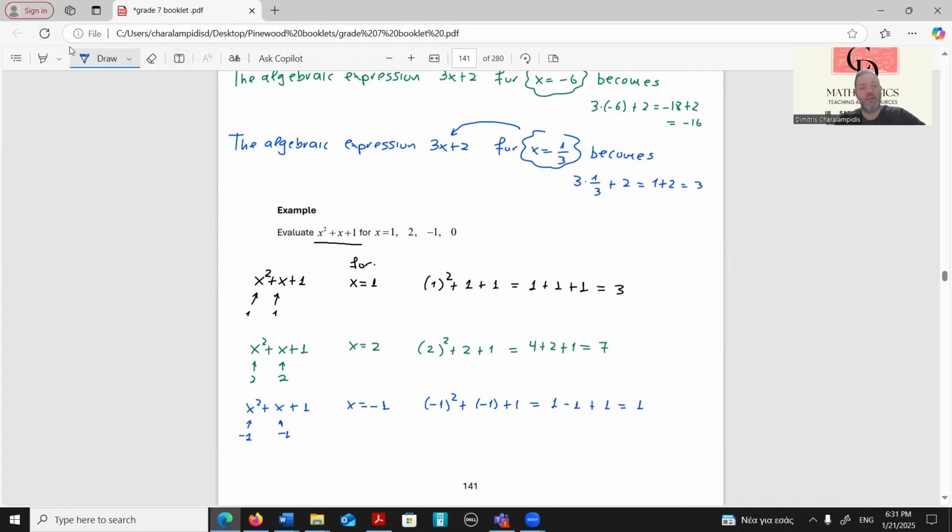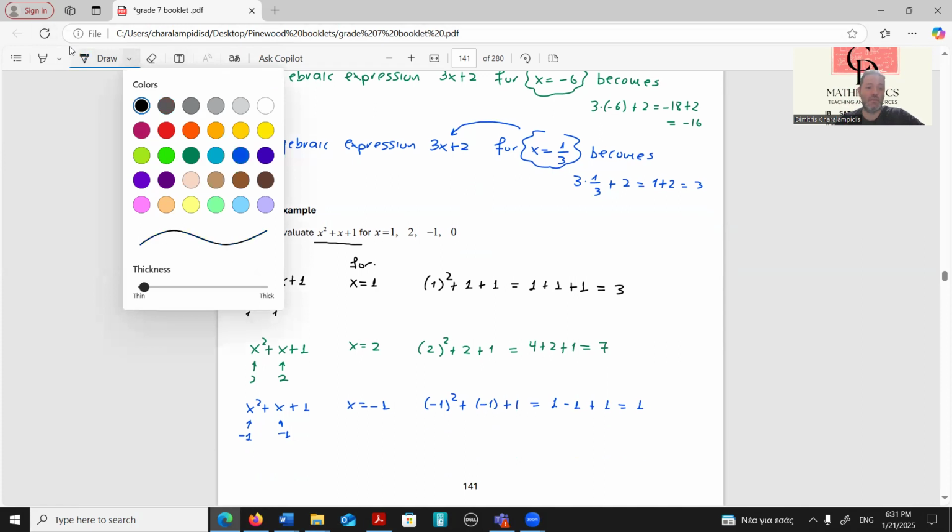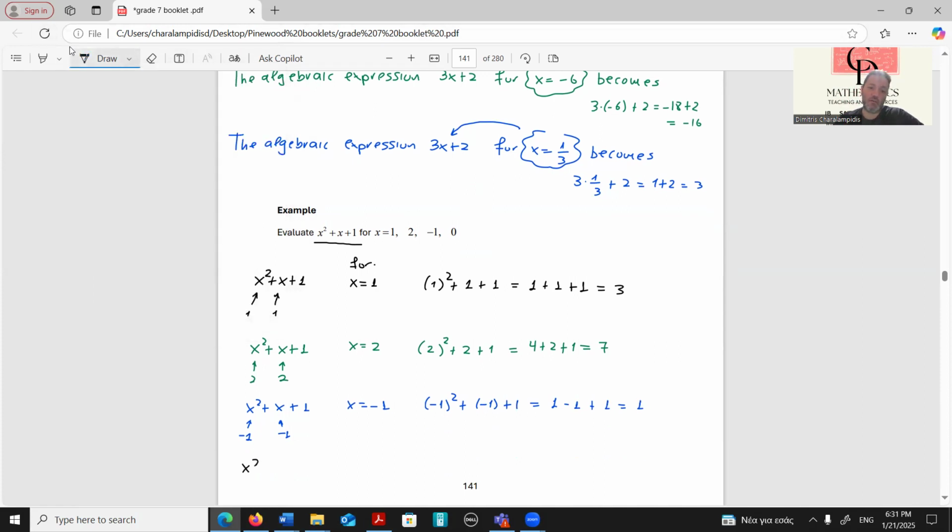And let's finish this question. x squared plus x plus 1 for when x is 0. It should be 0 squared plus 0 plus 1, which is just 1.